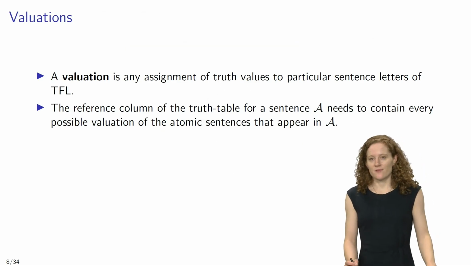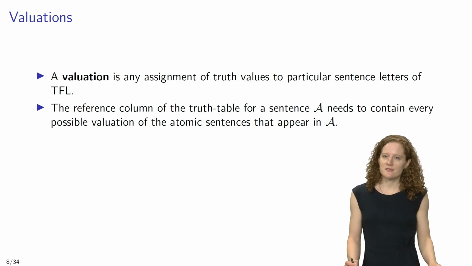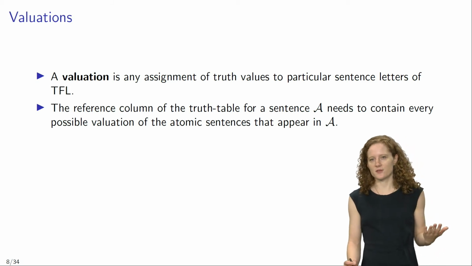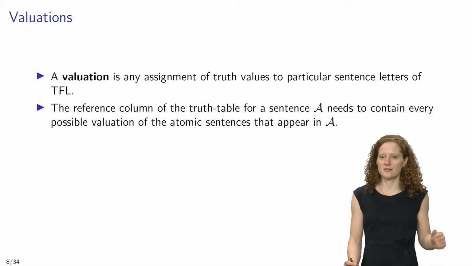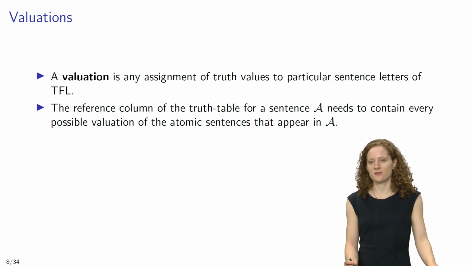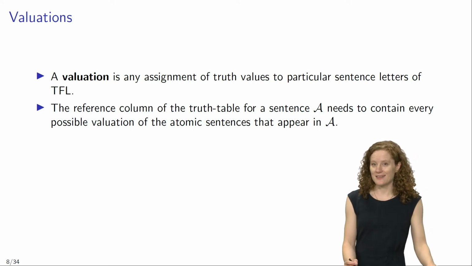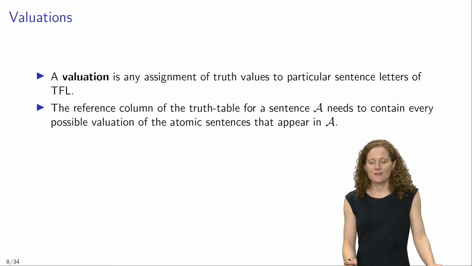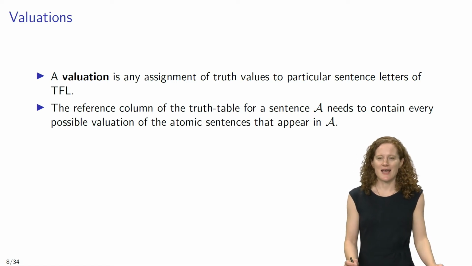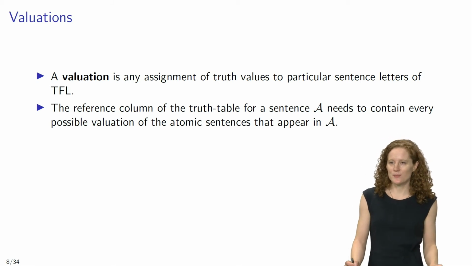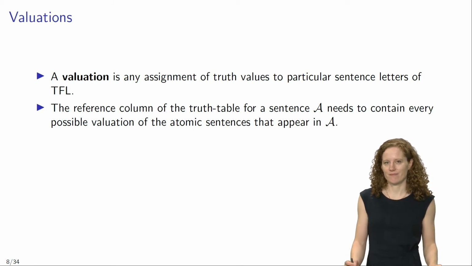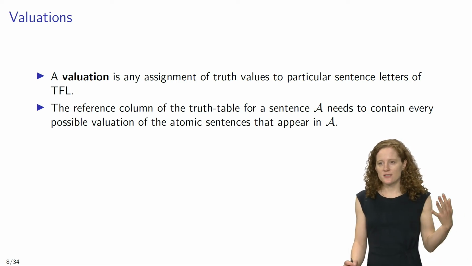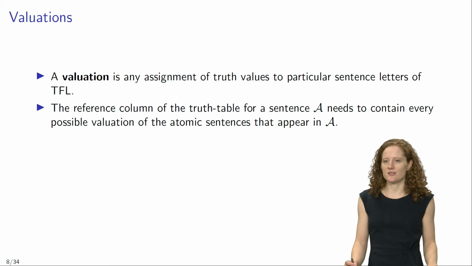So we saw that the reference column of a truth table contains all the possible assignments of truth values to the atomic constituents of the sentence that we want to evaluate. There's a technical name for that. A so-called valuation is any assignment of truth values to particular sentence letters of TFL. And what that means is that the reference column of the truth table for a sentence A needs to contain every possible valuation of the atomic sentences that appear in A.